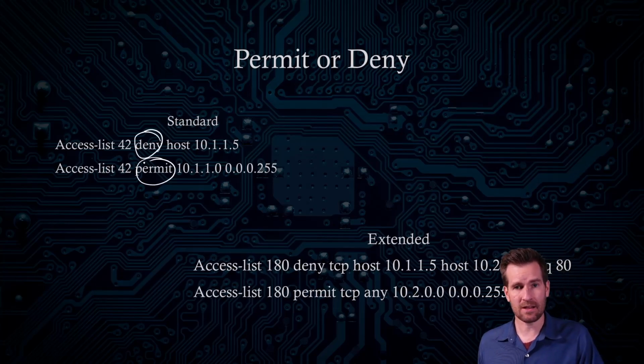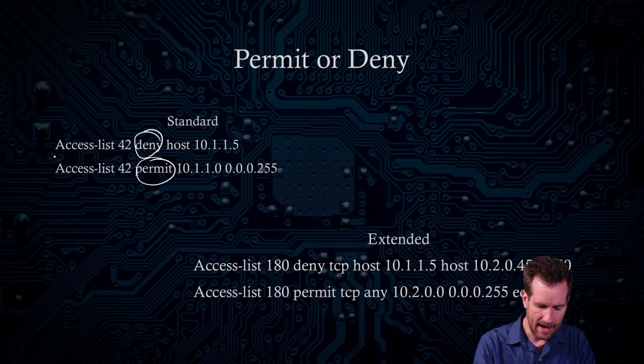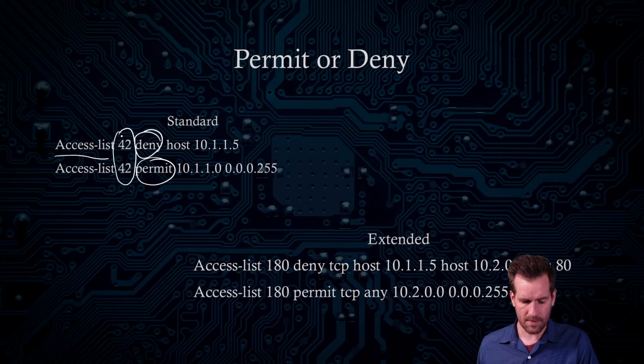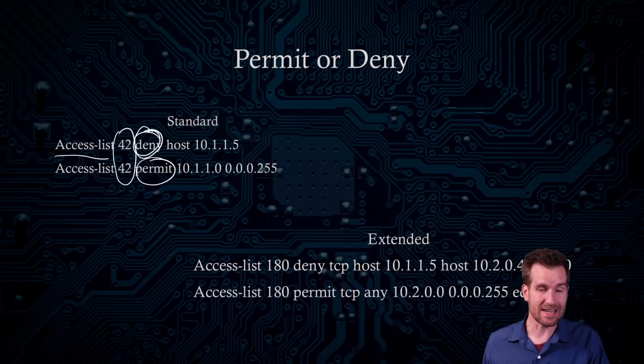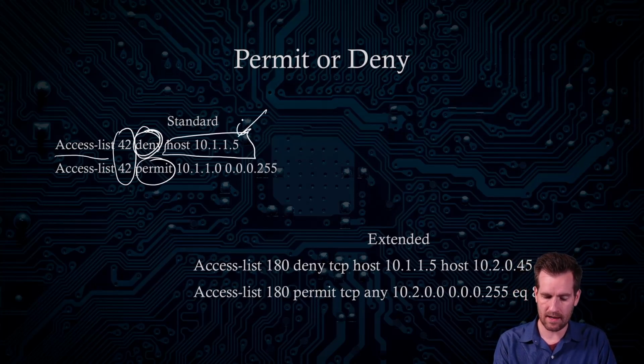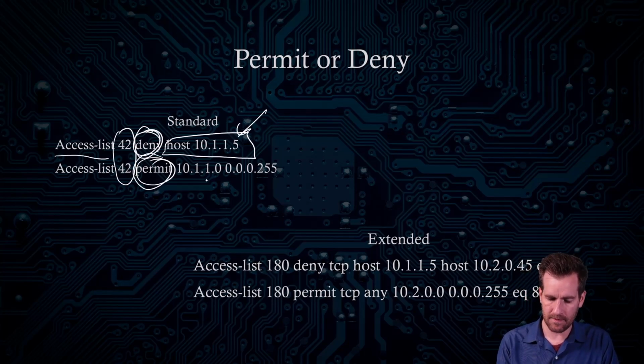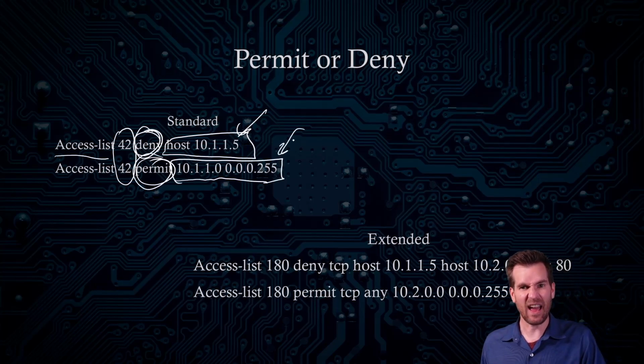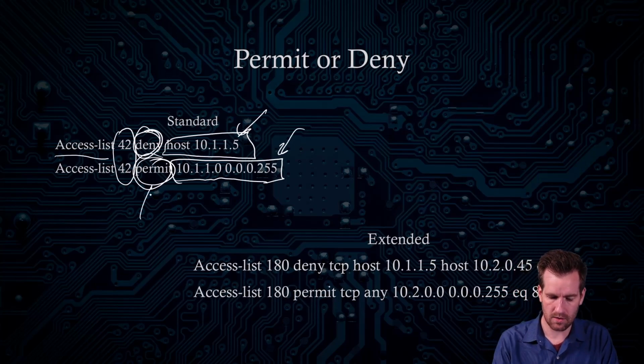So in this particular case, we've got access control list 42. The first entry denies host 10.1.1.5, so it's going to stop traffic from this source right here. And then it's going to permit anything from 10.1.1.0, and it's got a wildcard mask here. So it says anything else from that network, it's actually going to permit.